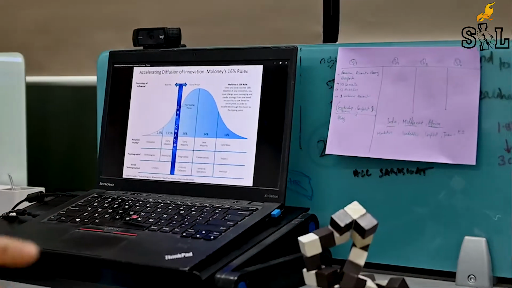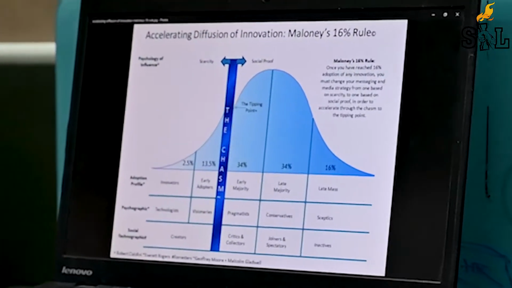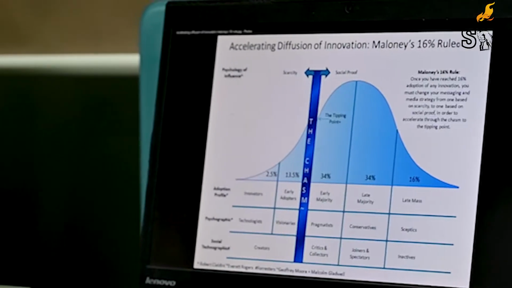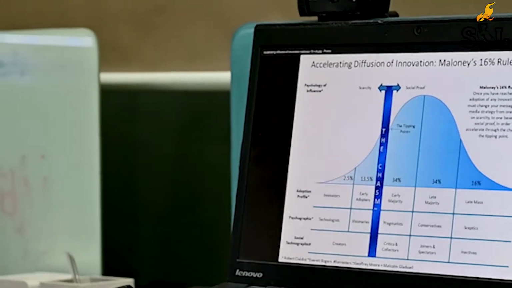Laggards are basically people who are based on कि अब choice नहीं है. There is no other option. This is the only option to do, and we have to do it. It's all about have to do it.